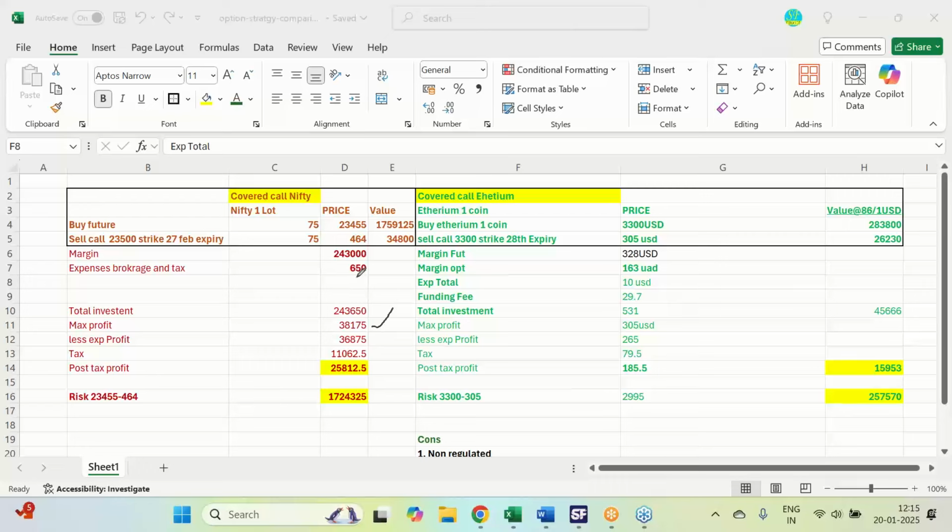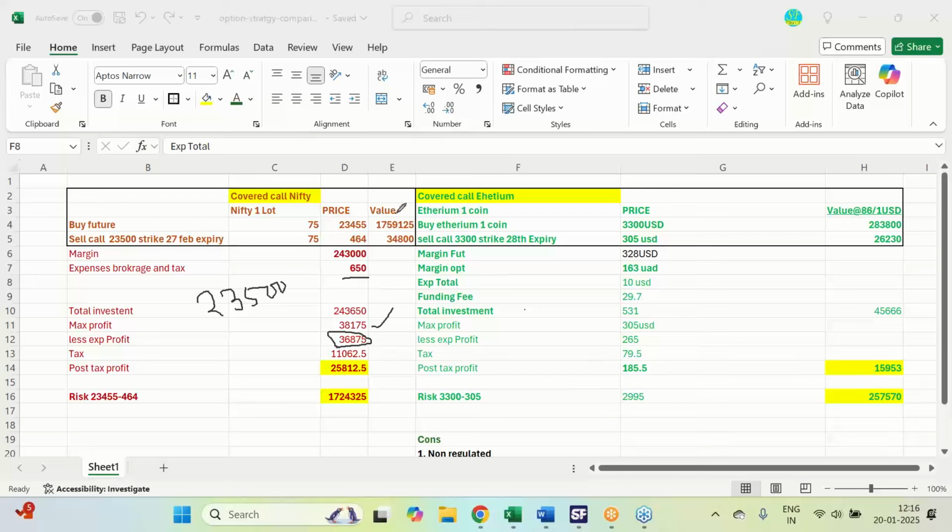Less expenses, I am deducting 1,300, so it comes to 36,875 rupees I will gain. Again I repeat, this is provided that after I made the purchase, Nifty never falls below my buying entry price, and at the end of February it closes at or above 23,500. If this happens, my profit will be 36,875.